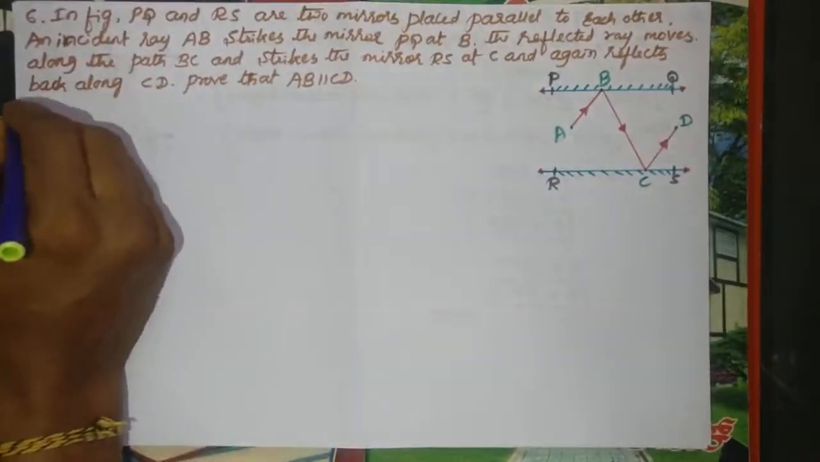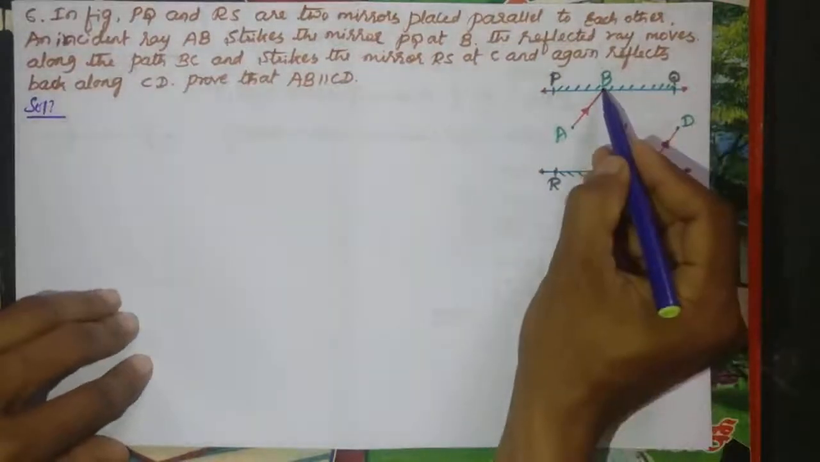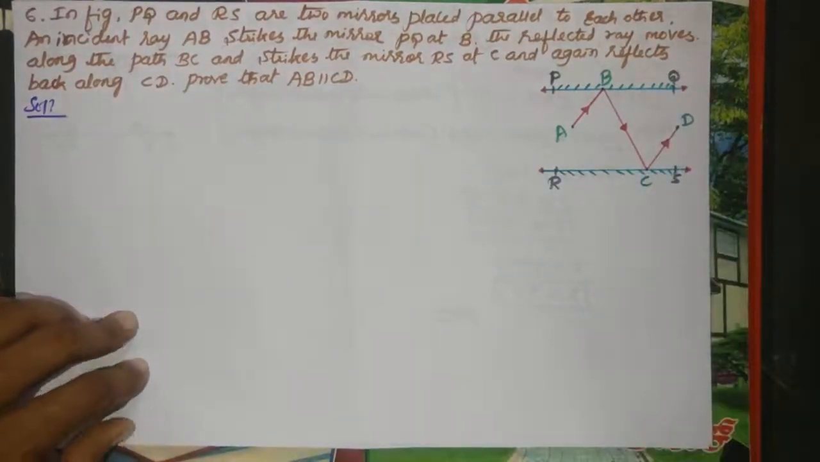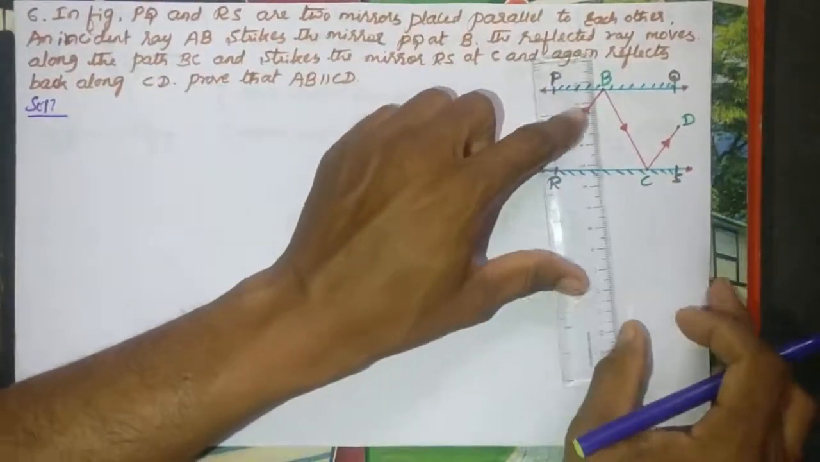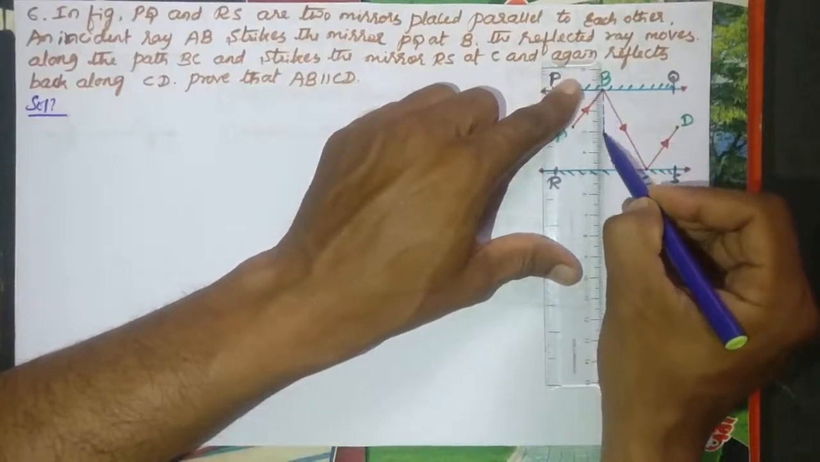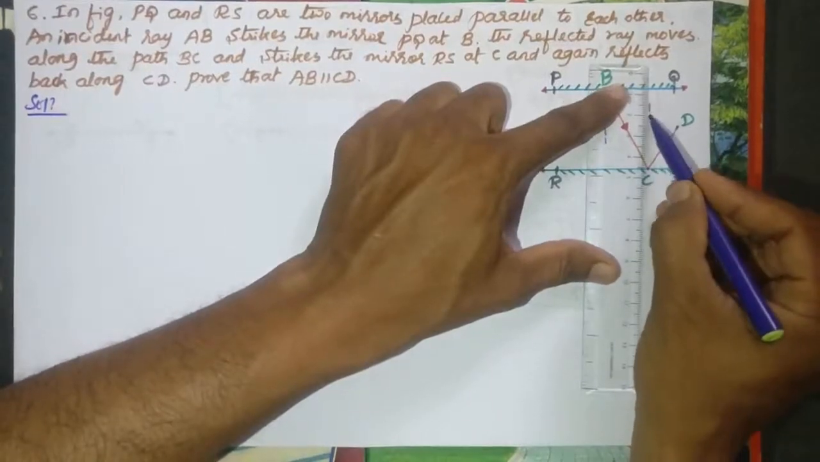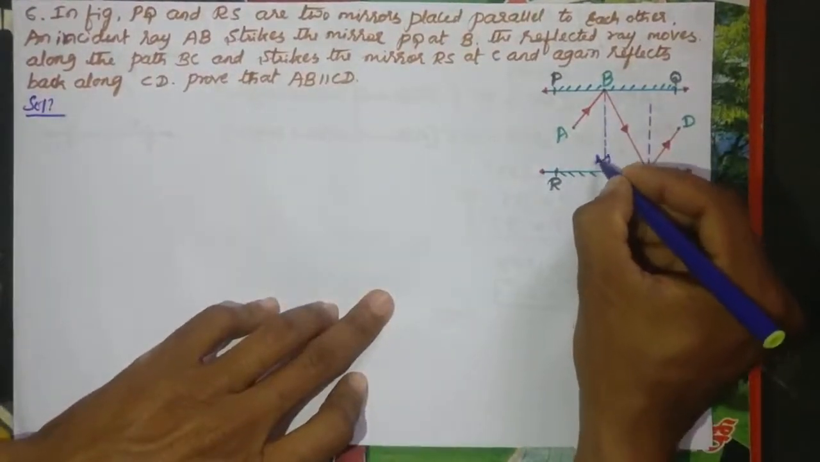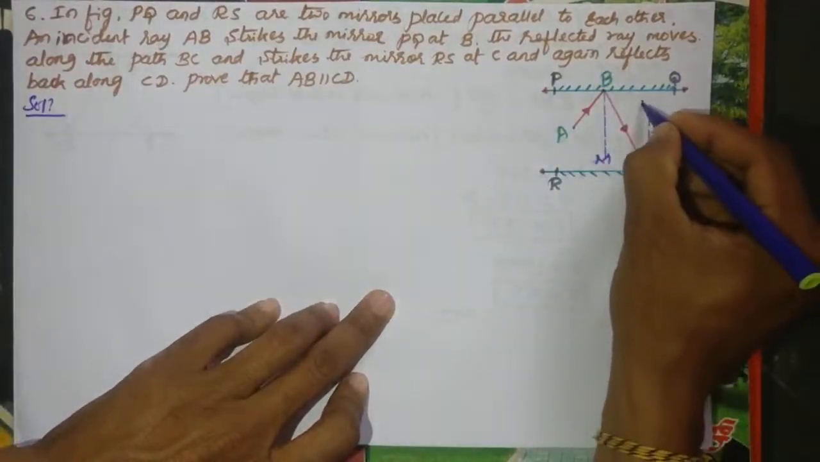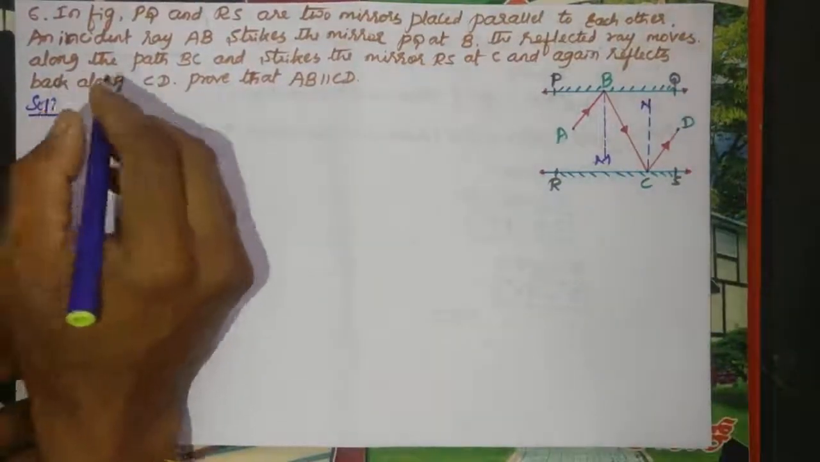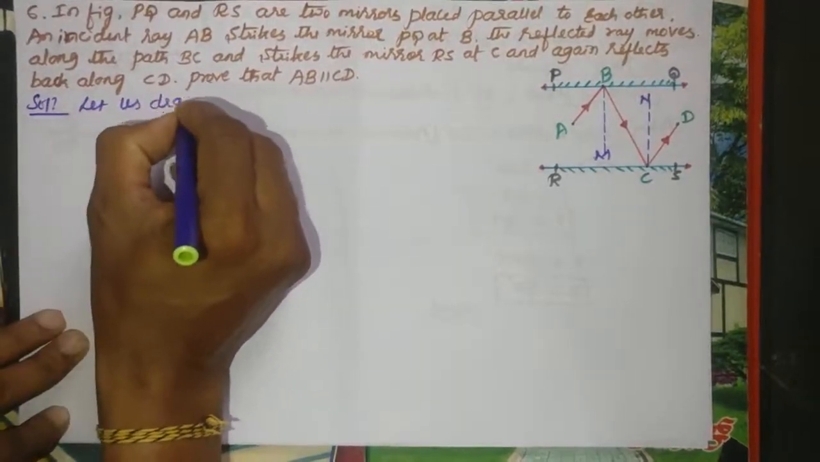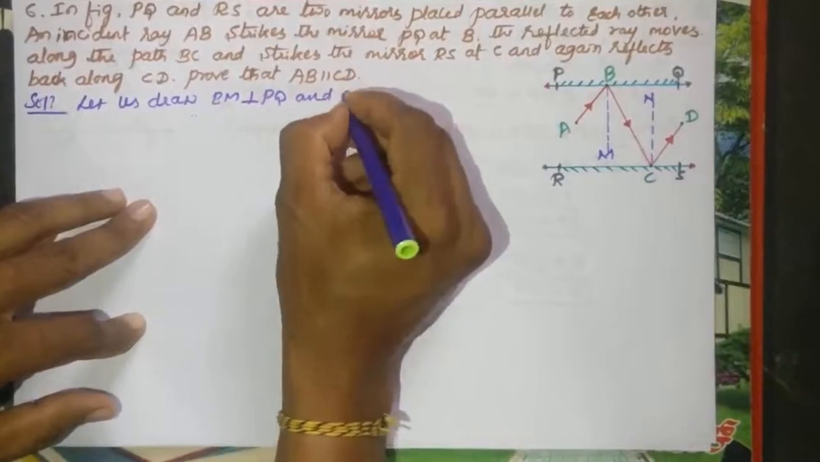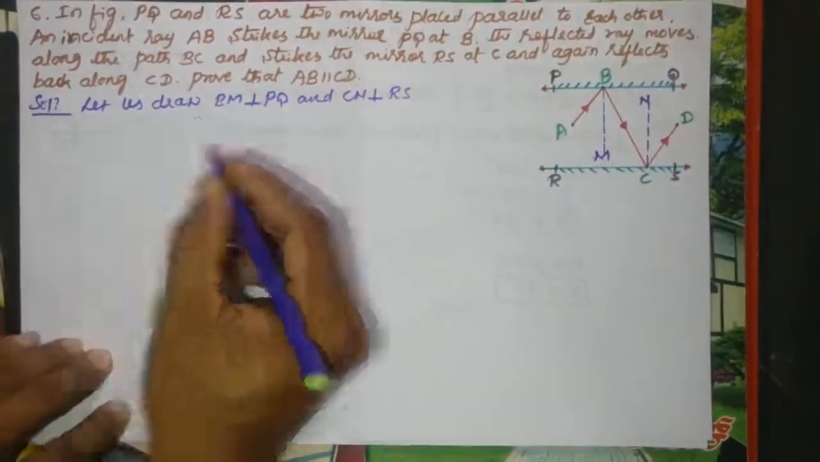Solution. Let us draw BM perpendicular to PQ and CN perpendicular to RS, as PQ is parallel to RS.